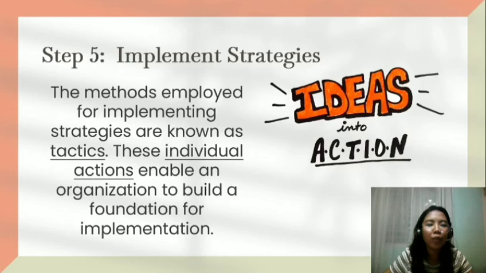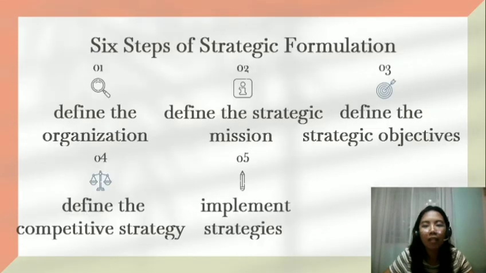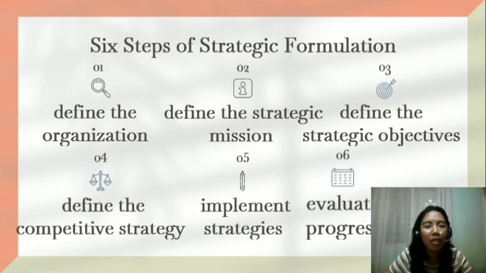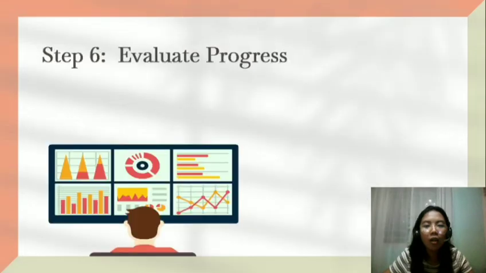Once the strategy has been implemented, it's not the end yet. That's why there is still the sixth step, which is to evaluate the progress. Strategic formulation is an ongoing process. It is an unending implementing, monitoring, and correcting because in management, competition is always present. So you can't just settle for less.